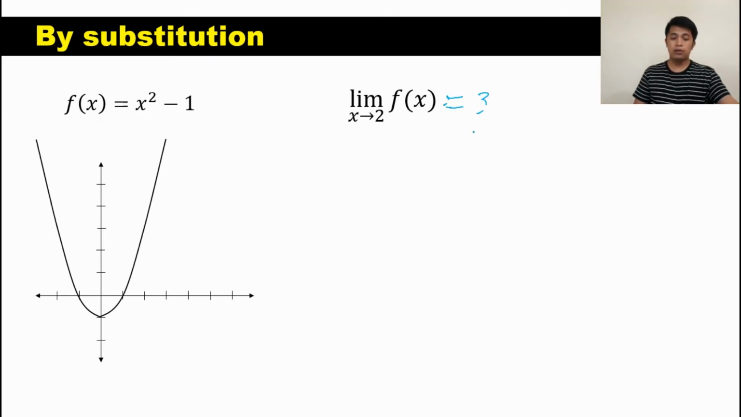So, kung atong gamiton si graphing, klaro man kayo nga 3 ang answer, no? Kay as we move closer and closer to 2, ang iyang corresponding y value is moving closer and closer to 3. Kung magamit pud ta og table of values, if we list down values that are approaching 2 from both sides, ang atong value sa f of x is approaching 3.